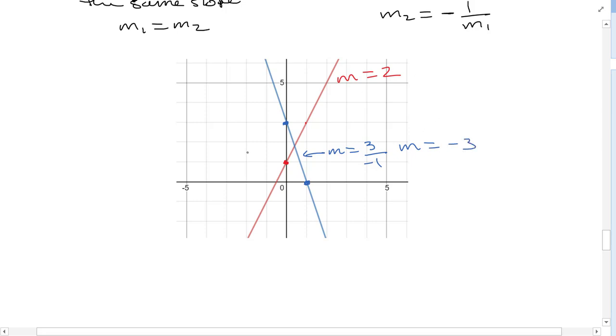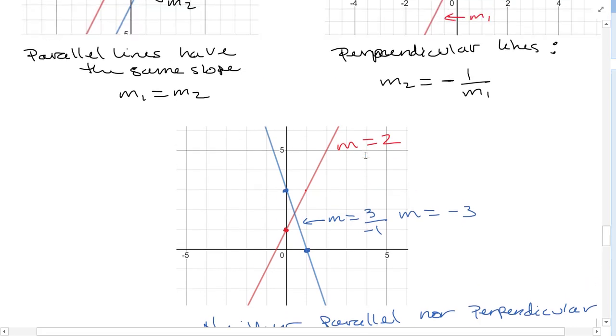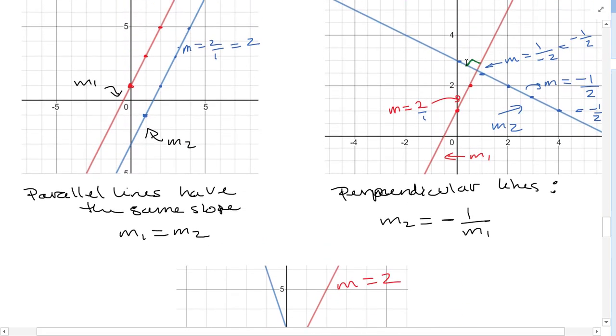So these slopes are not related at all. These lines are neither parallel nor perpendicular. Perpendicular: lines, if they intersect, can just intersect at a regular angle. If they intersect at a right angle, that's when we say they are perpendicular. If they don't intersect at all, then the lines are parallel.